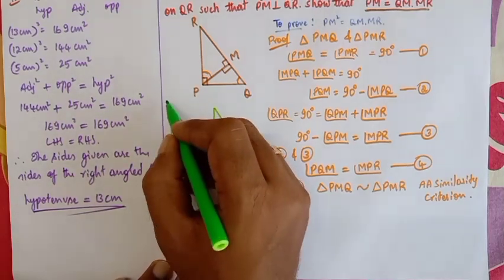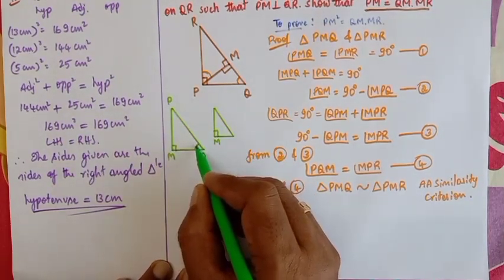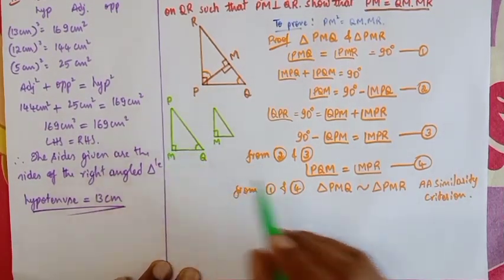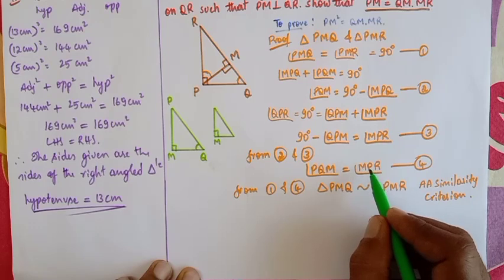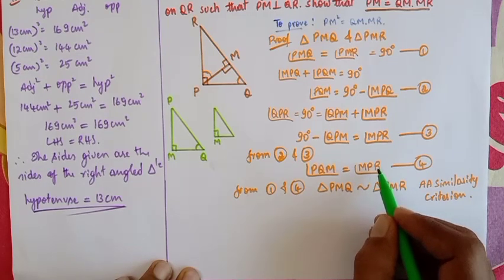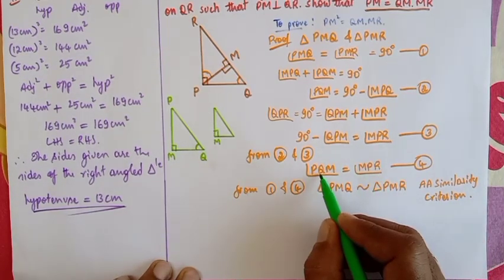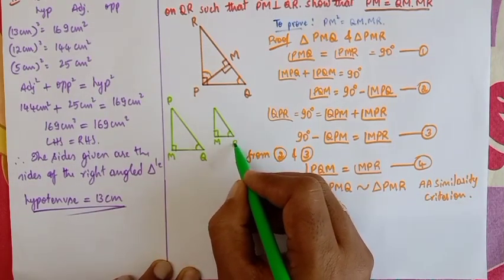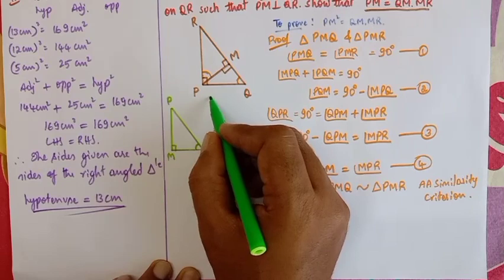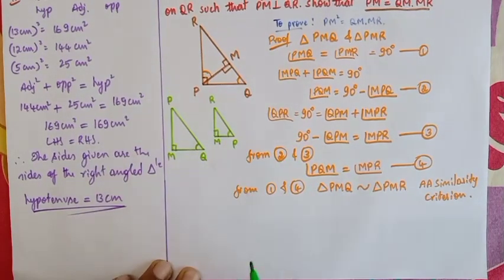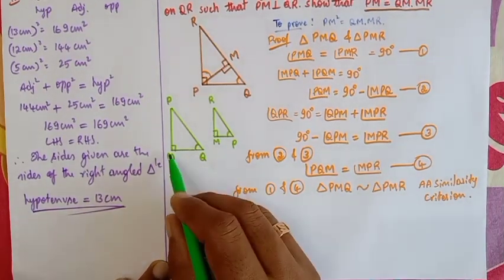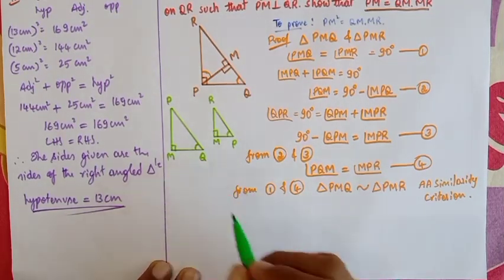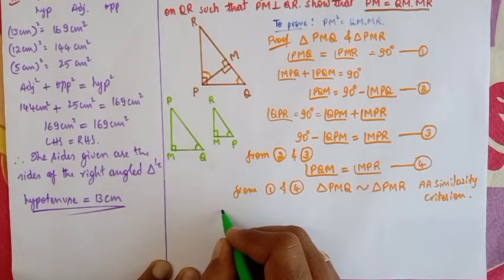PM. So this one will be P. This angle PQM is equal to MPR. Here angle Q is equal to angle P. So I will be taking here P. This one is P, so this one will be R. So here it's very easy for us to write the ratio of the similar sides.